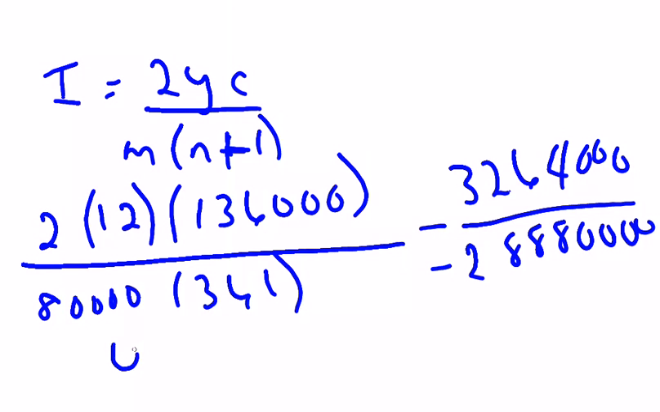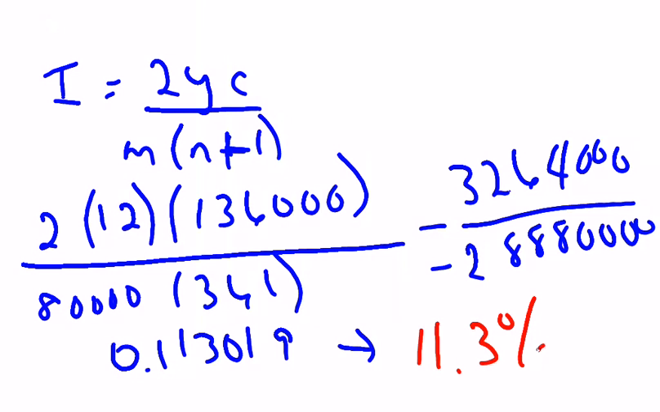And so when we divide those, we get a decimal, 0.113019, and so on. But we have to change that to a percent because we want APR. It's a percentage. Move the decimal over 2 spaces, and so we get 11.3%. So that means that average for the year, each year, you were paying 11.3% interest.